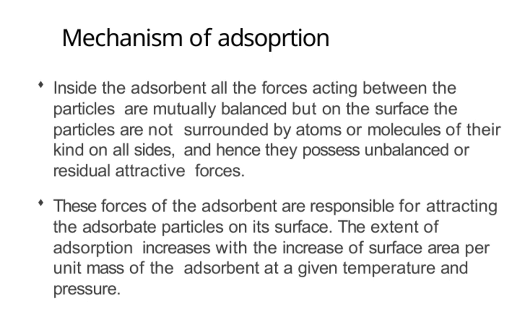Think of it as the surface having a kind of pull or attraction that draws in other molecules from the surrounding environment. Now, the extent or amount of adsorption that occurs depends significantly on the surface area of the adsorbent. Specifically, the larger the surface area per unit mass, the more sites are available for adsorption. So, if you have a bigger surface, you can attract and hold more adsorbate molecules, assuming the temperature and pressure remain constant. This is a key idea because it connects the microscopic forces at play with the practical aspects of designing effective adsorbents. More surface area generally means better adsorption capacity.